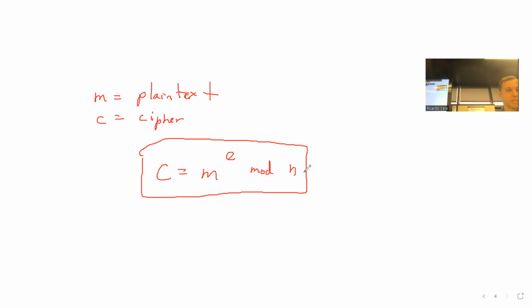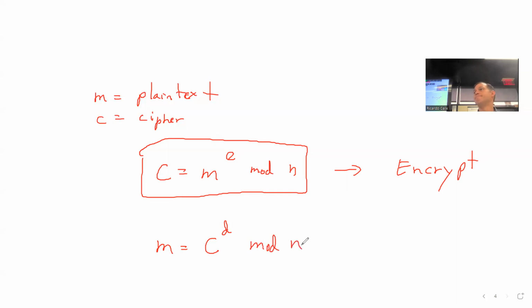So anyway, this is the cipher, how to get C, the encryption. So this is to encrypt. That's how you encrypt. And then to decrypt, as you might imagine, is similar. So now we want to decrypt, and that's going to be C to the D mod N. And that's it. That is the technique that we use to decrypt.